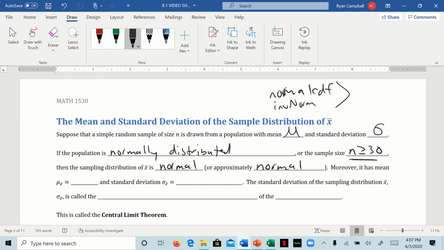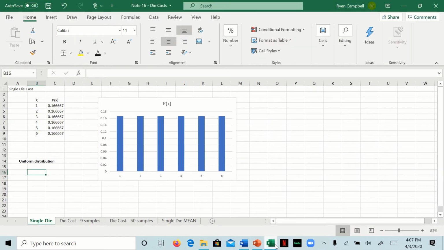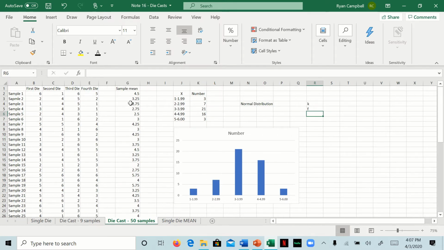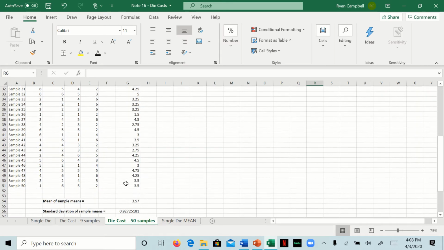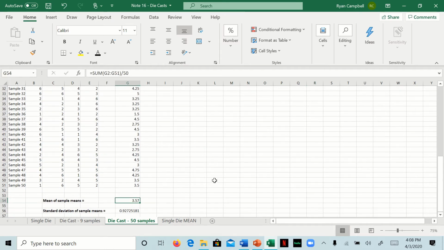All right, so let's talk about what this symbol means right here. If you notice, this is a population mean. This is a sample mean. So what this means is the mean of the means, of the sample means. So if we go back into our example, if we take the mean of all of these sample means, what we end up with is 3.57.